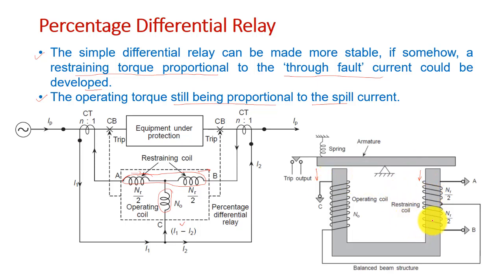So, when there is a through fault, because of this restraining force, the trip contact will not be shorted. When there is an internal fault, only the operating coil will be activated, and therefore, these two trip contacts will be short circuited. So, this is a basic balance beam structure. A similar principle can be applied to an aluminum disc or electromagnetic relay, which consists of an aluminum disc. Already we have discussed these things in your overcurrent relay.